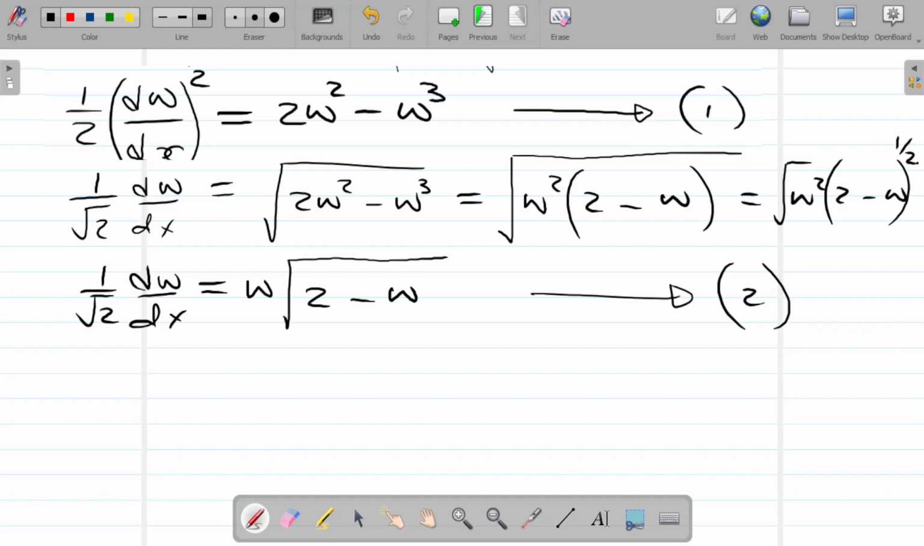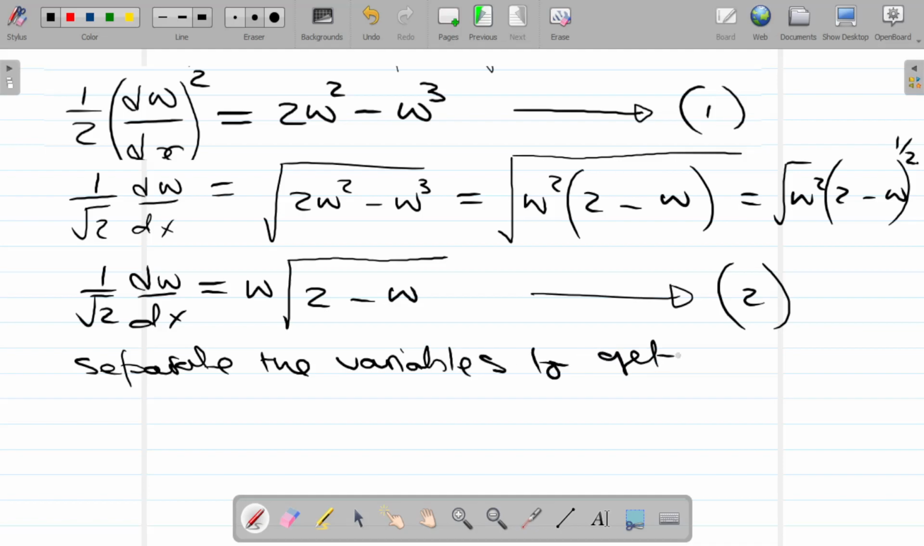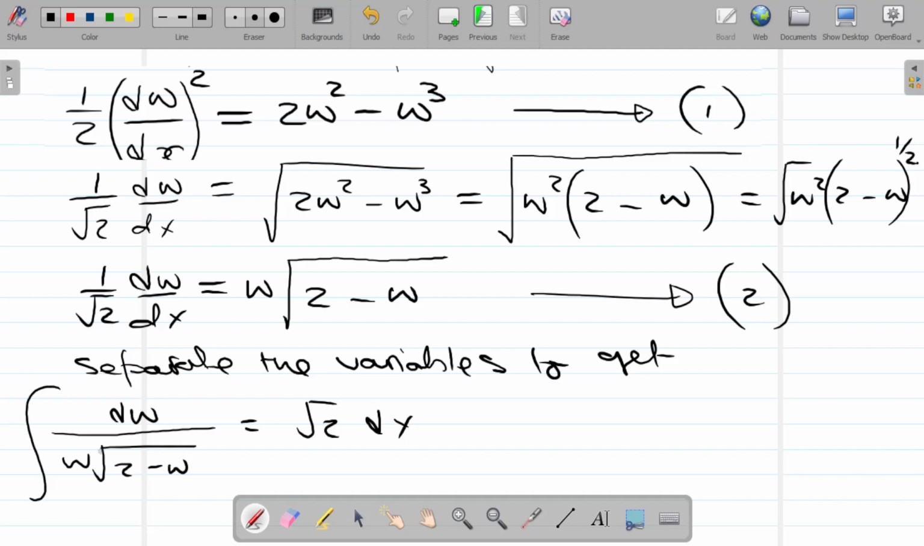Now then, we can separate the variables. To get dw over w times the square root of 2 minus w, and that's equal to the square root of 2 times dx, and of course we want our integral signs in there like that.